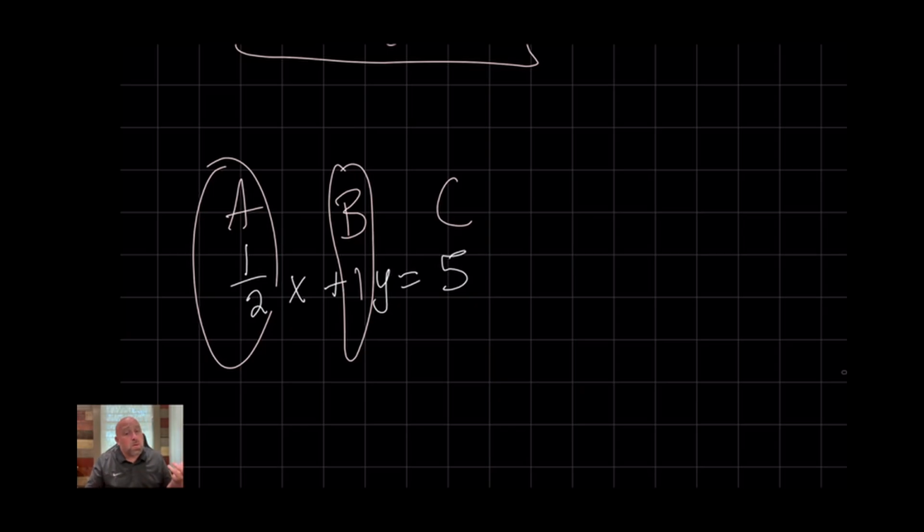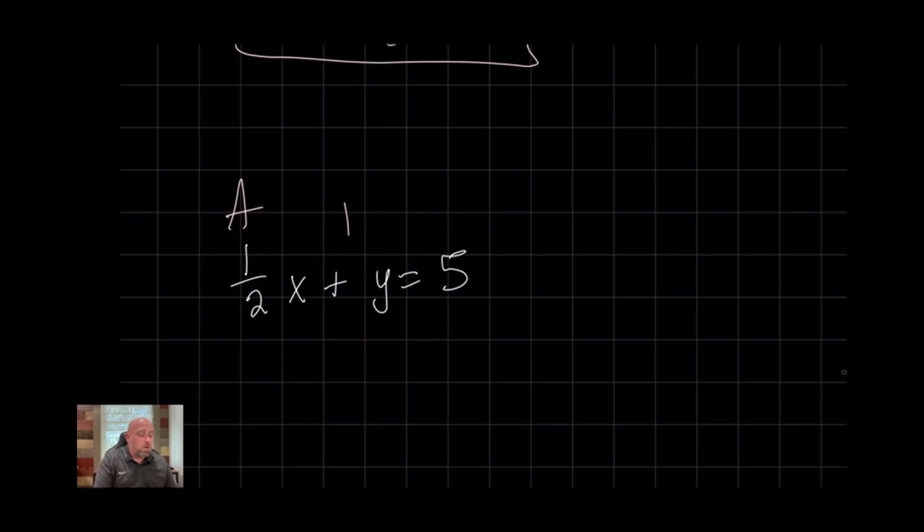Okay, and we don't know what it is because all we know right now is that y is a variable. And then the c would be 5. Okay, so right now we have a problem, and that problem is that we have a fraction for one of our a, b, or c.